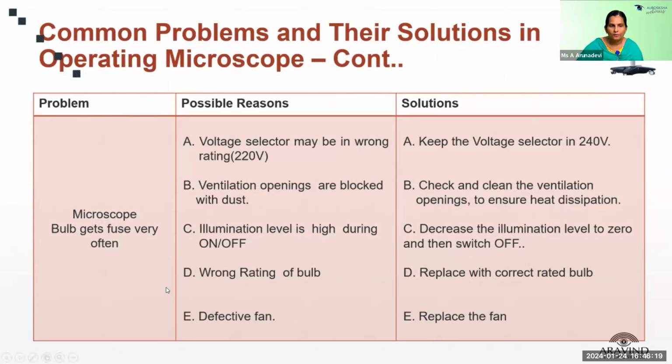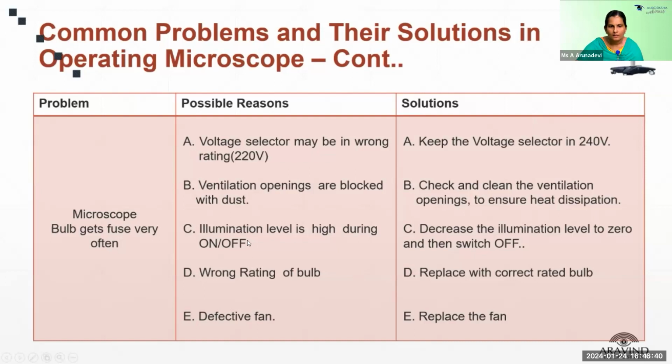The microscope bulb fuses very often. First, we need to check whether the voltage selector is in the wrong rating. Keep the voltage selector at 240 volts. And sometimes the ventilation openings are blocked with dust. Check and clean the ventilation openings to ensure heat dissipation.